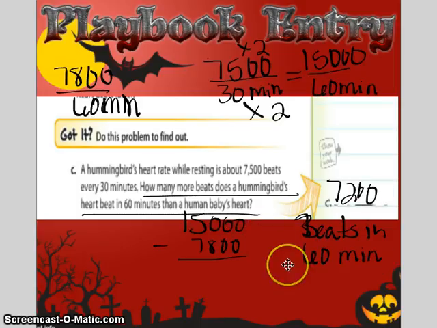The answer you should have gotten is 7,200 beats in 60 minutes. Because it's asking how many more beats does a hummingbird's heart beat in 60 minutes than a human baby's heart. Well, if you went back into the actual example above, it talks about how fast a baby's heart beats in 60 minutes, which is 7,800. And then you have to convert the hummingbird's heart rate, which is 7,500 in 30 minutes, and make it over 60 minutes to compare the 60-minute heartbeat to the baby's heartbeat.